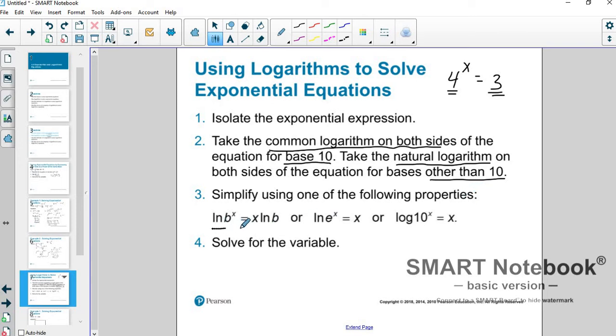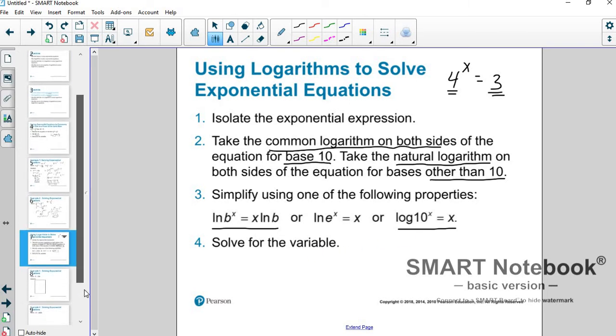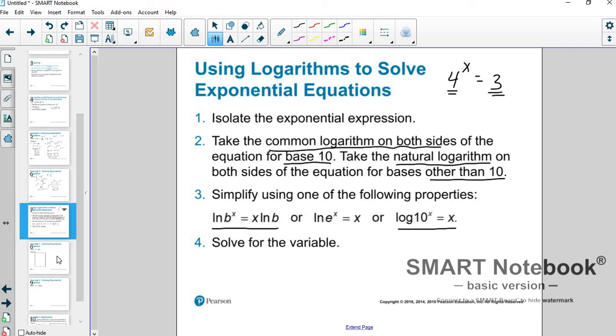And so what happens is that allows us to bring the x down. I showed you that in the logarithm equation section video. So let's just walk through it. The directions are a little bit more confusing probably than just walking through the problem.